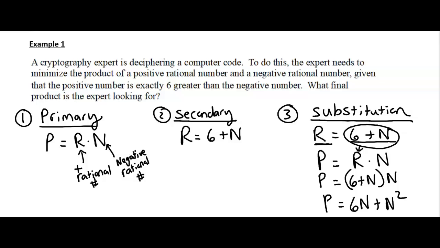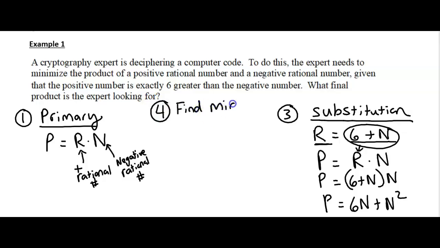Step 4 is to actually find the minimum of that new equation. Now, it could be finding the max technically, but in this problem, we're looking for the minimum, so I'm just going to put find the min. So we find the derivative of p with respect to n. So it's going to be p prime. If you wanted to, you could write dp dn, but I think just to keep things simple, I'm not going to. But I'm just saying that just so you guys know it, we're finding the derivative with respect to n.